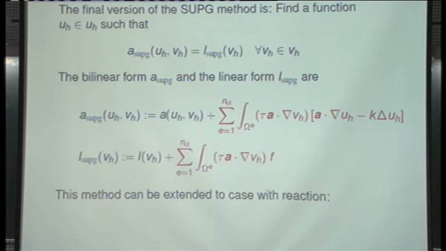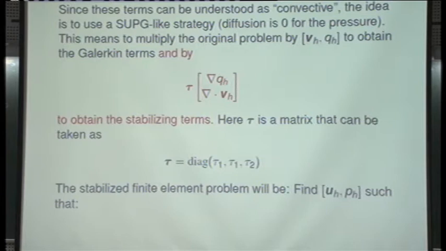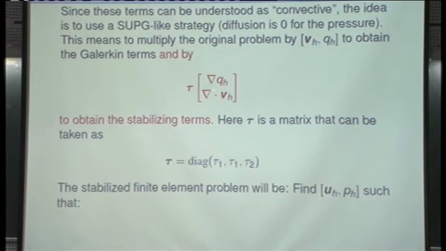So let's see what happens if we apply the SUPG method to the Stokes problem. That could mean that we have to add to the Galerkin terms the residual multiplied by the convective operator, which in this case are the first order terms, so gradient of q, divergence of v, multiplied by a certain matrix, because since this is a vector, now that could be a matrix. Okay, so let's just see what happens.